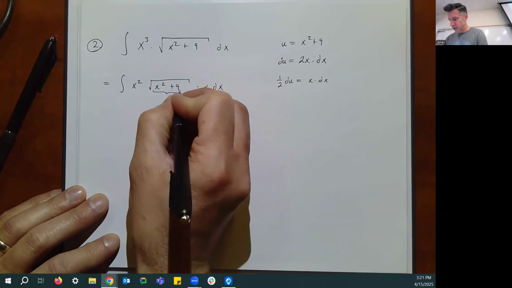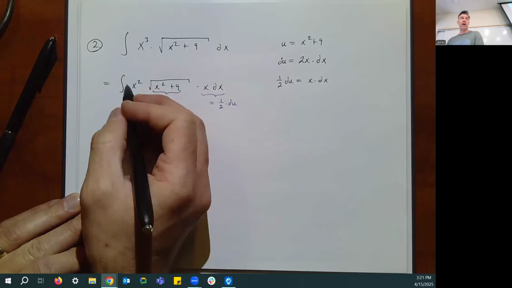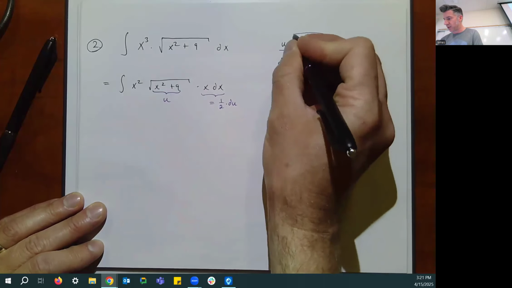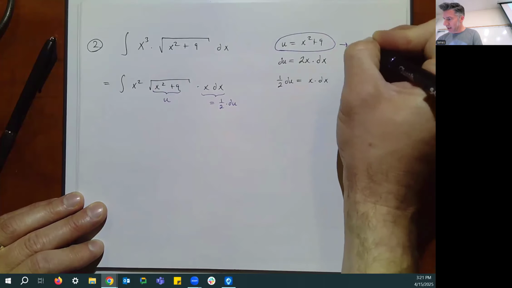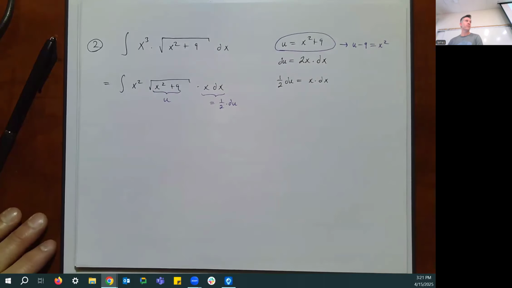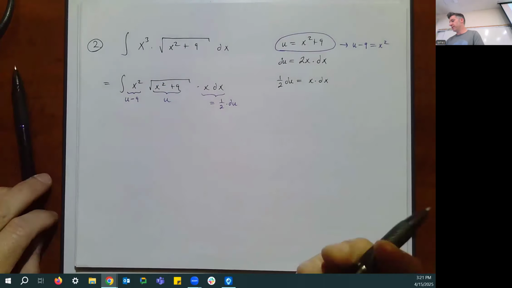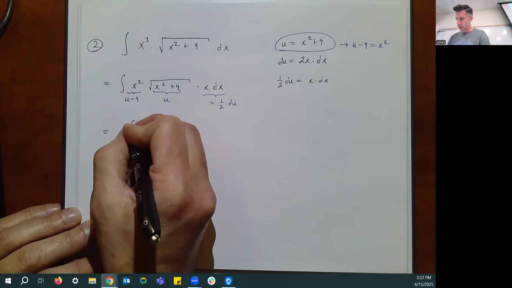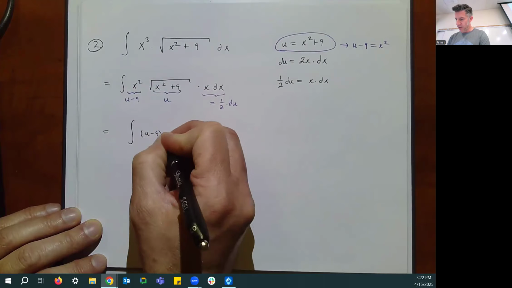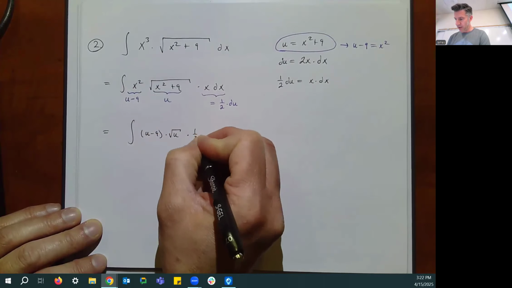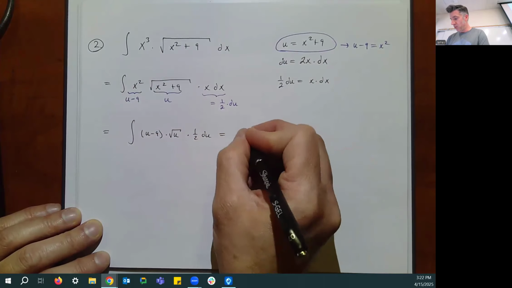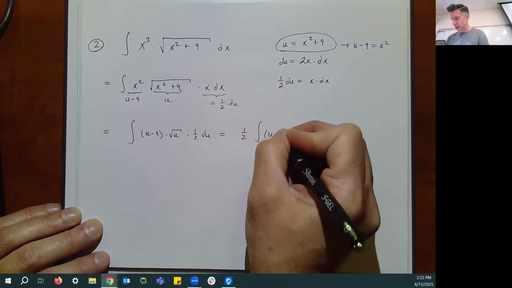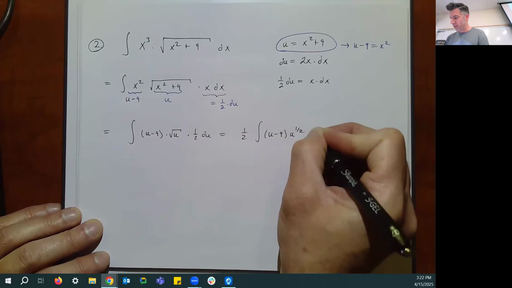The x squared plus 9 is just u. And the leftover x squared, well, we know that u is equal to x squared plus 9. So u minus 9 is equal to x squared. And that's our back substitution. We're going to fill in x squared with exactly u minus 9 in parentheses. So then we write it out. We get the integral of u minus 9 times the square root of u times 1/2 du, or better written, 1/2 times the integral of u minus 9 times u to the 1/2 power.